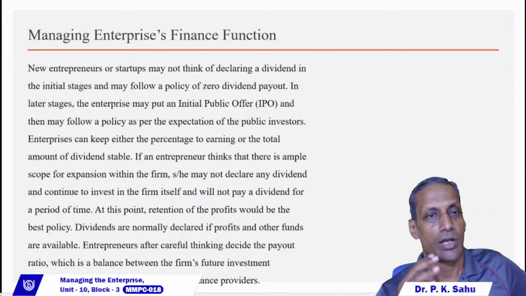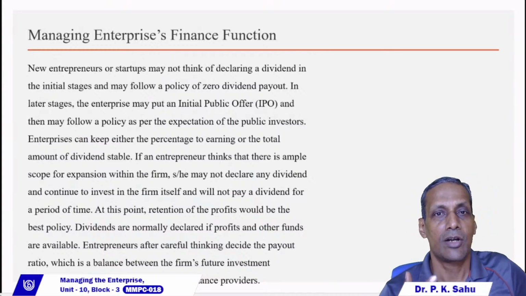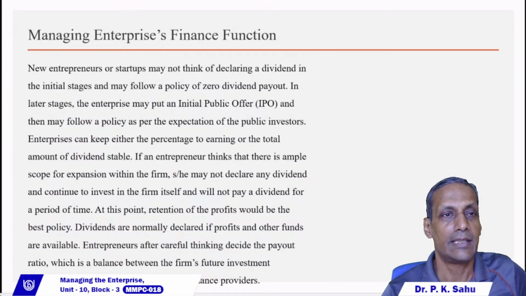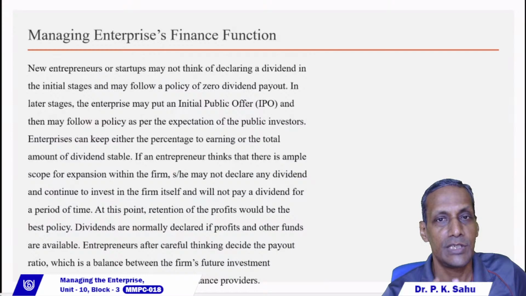New entrepreneurs or startups may not think of declaring a dividend in the initial stages and may follow a policy of zero dividend payout. In later stages, the enterprise may launch an IPO and then may follow a policy as per the expectations of the public investors. Enterprises can keep either the percentage of earnings or the total amount of dividend stable.